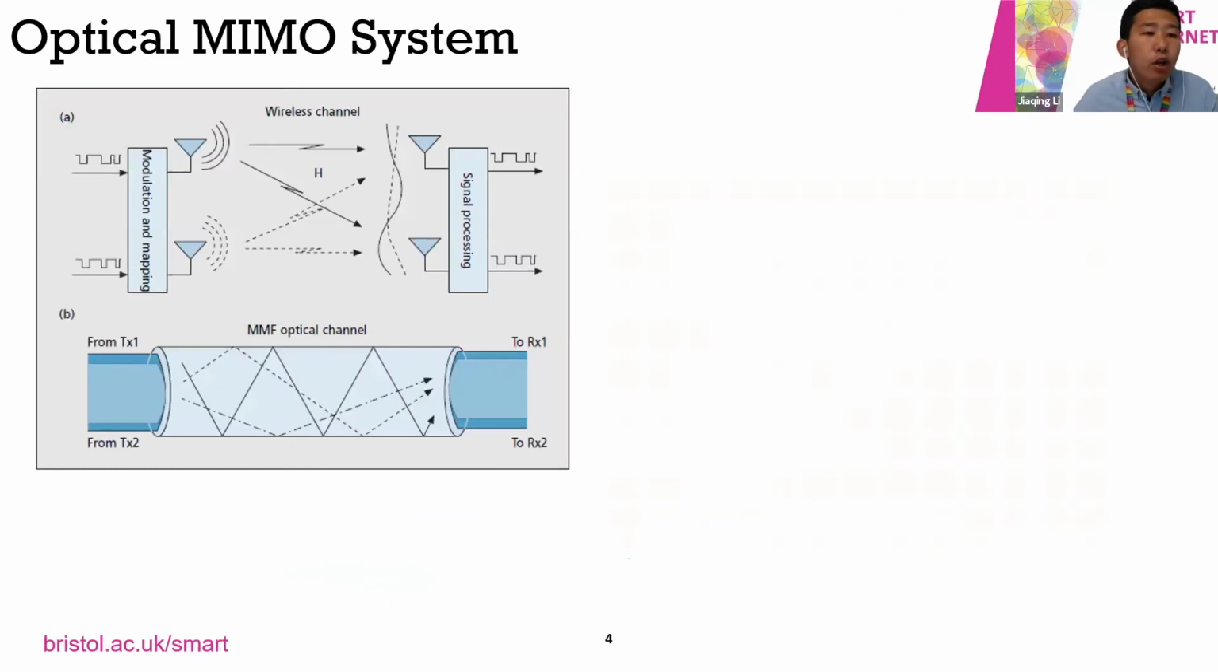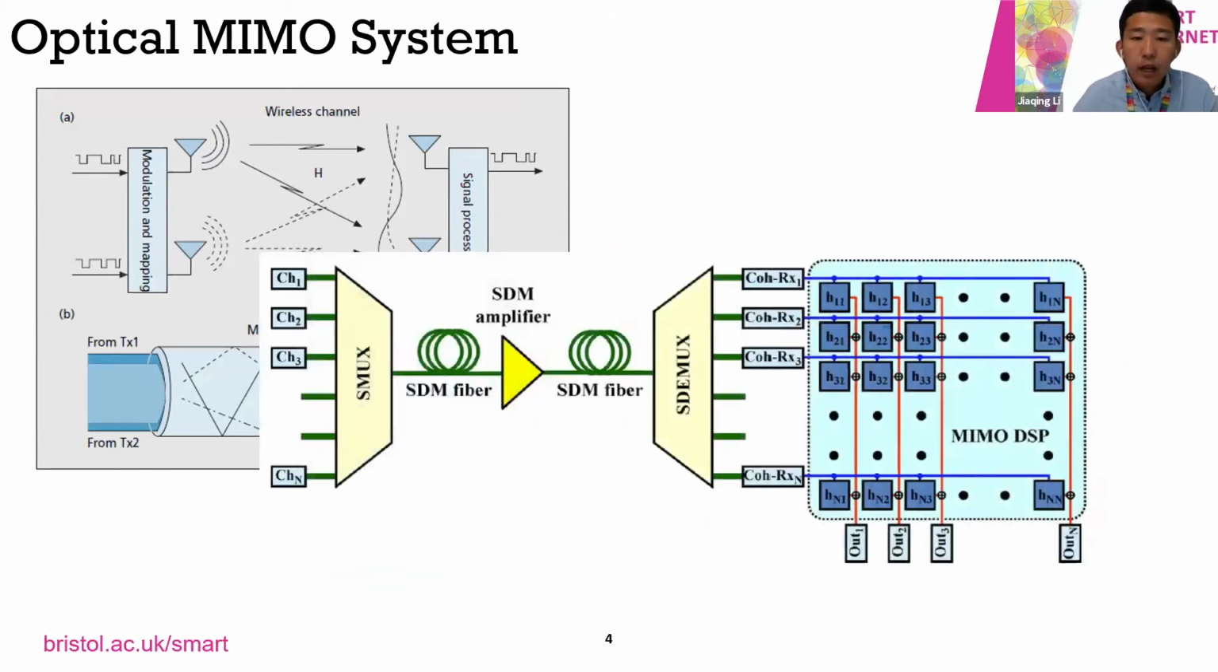So we borrow the concept of MIMO from wireless communication to the optical domain, which means we will transmit multiple channels in one optical fiber. And here is the typical point-to-point SDM transmission system, from the transmitter, multiplexer, SDM fiber amplifier to the demultiplexer and receiver and the digital signal processing section as well.